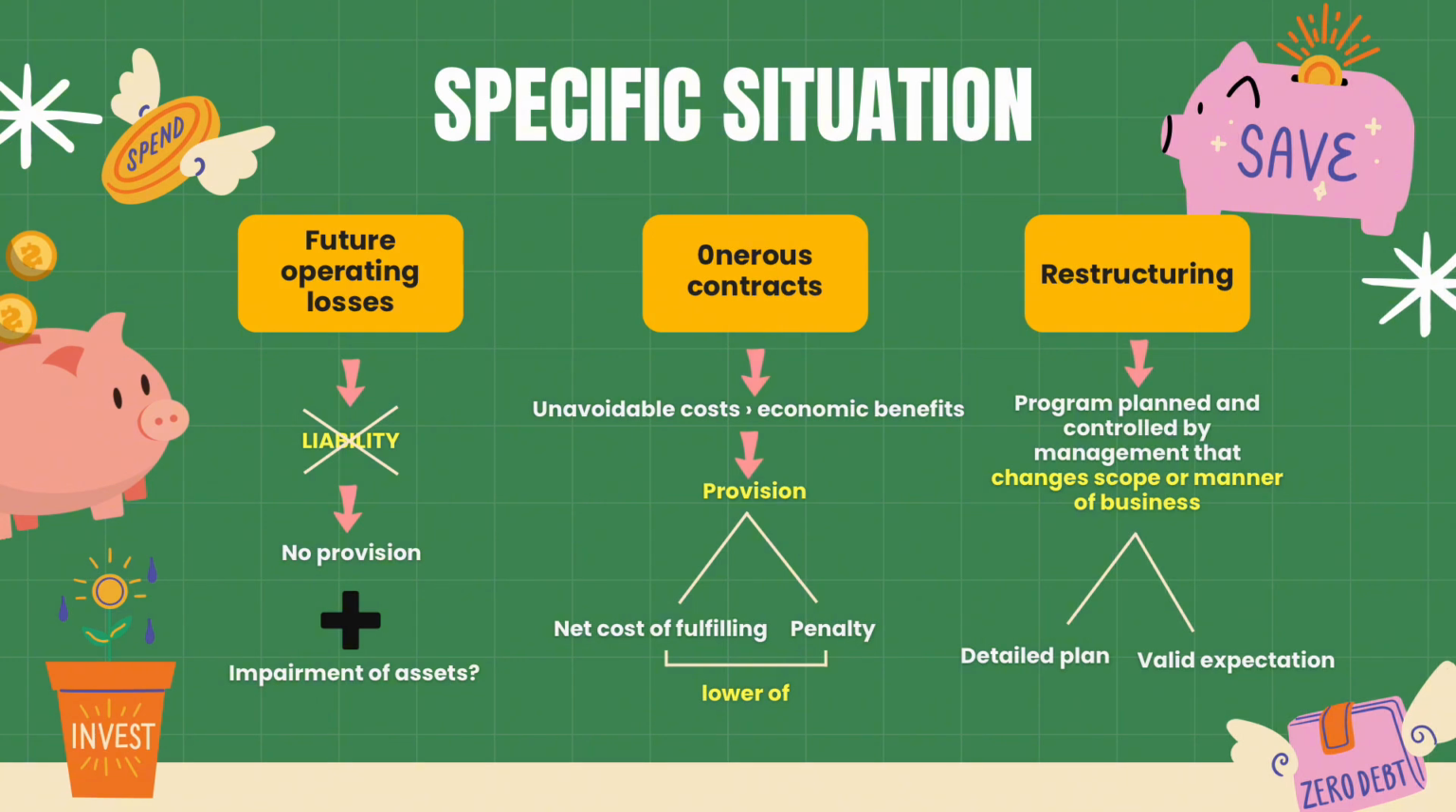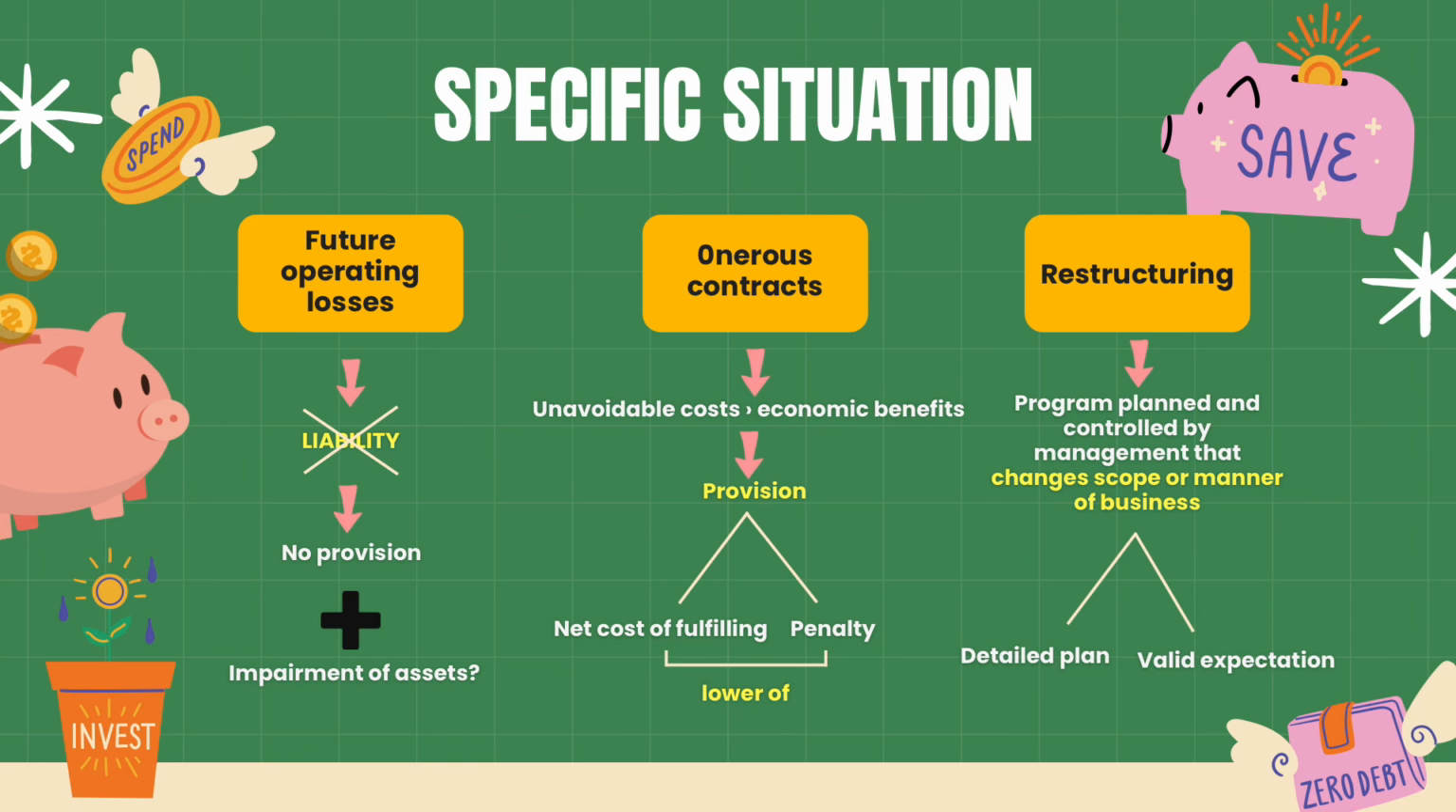Second, onerous contract. An onerous contract occurs when the unavoidable cost of fulfilling the contract exceeds the economic benefit it provides. For example, imagine a lease agreement where the rent exceeds the value derived from using the leased space. In such a case, a provision is recognized, calculated as the lower of the net cost of fulfilling the contract and the penalty for breaching the contract.